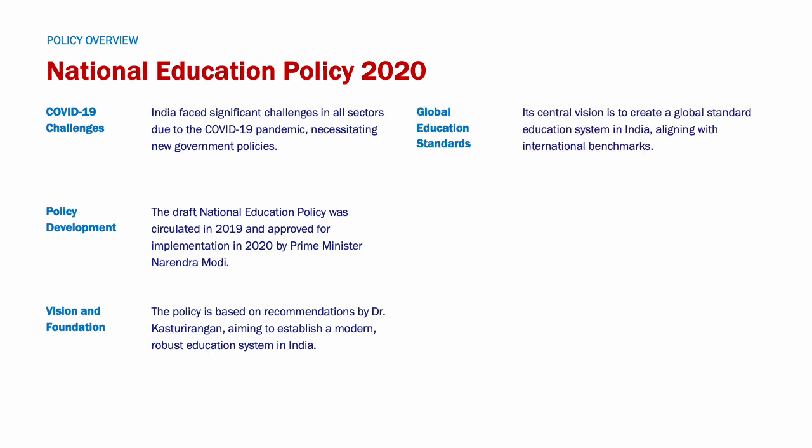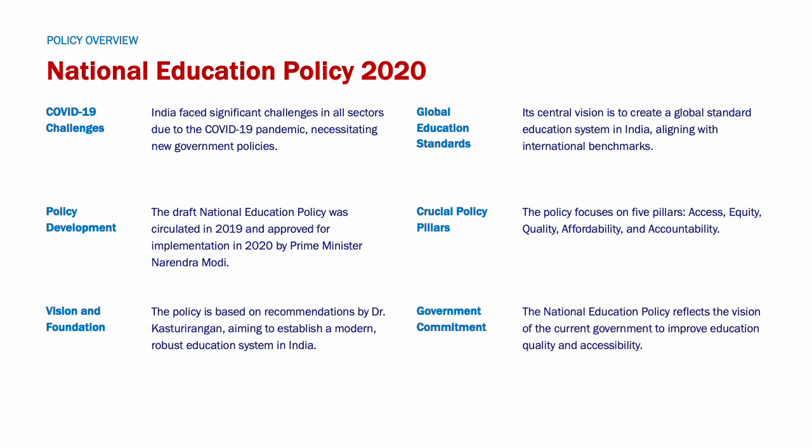Its central vision is to create a global standard education system in India, aligning with international benchmarks. The policy focuses on 5 pillars: access, equity, quality, affordability, and accountability. The National Education Policy reflects the vision of the current government to improve education quality and accessibility.